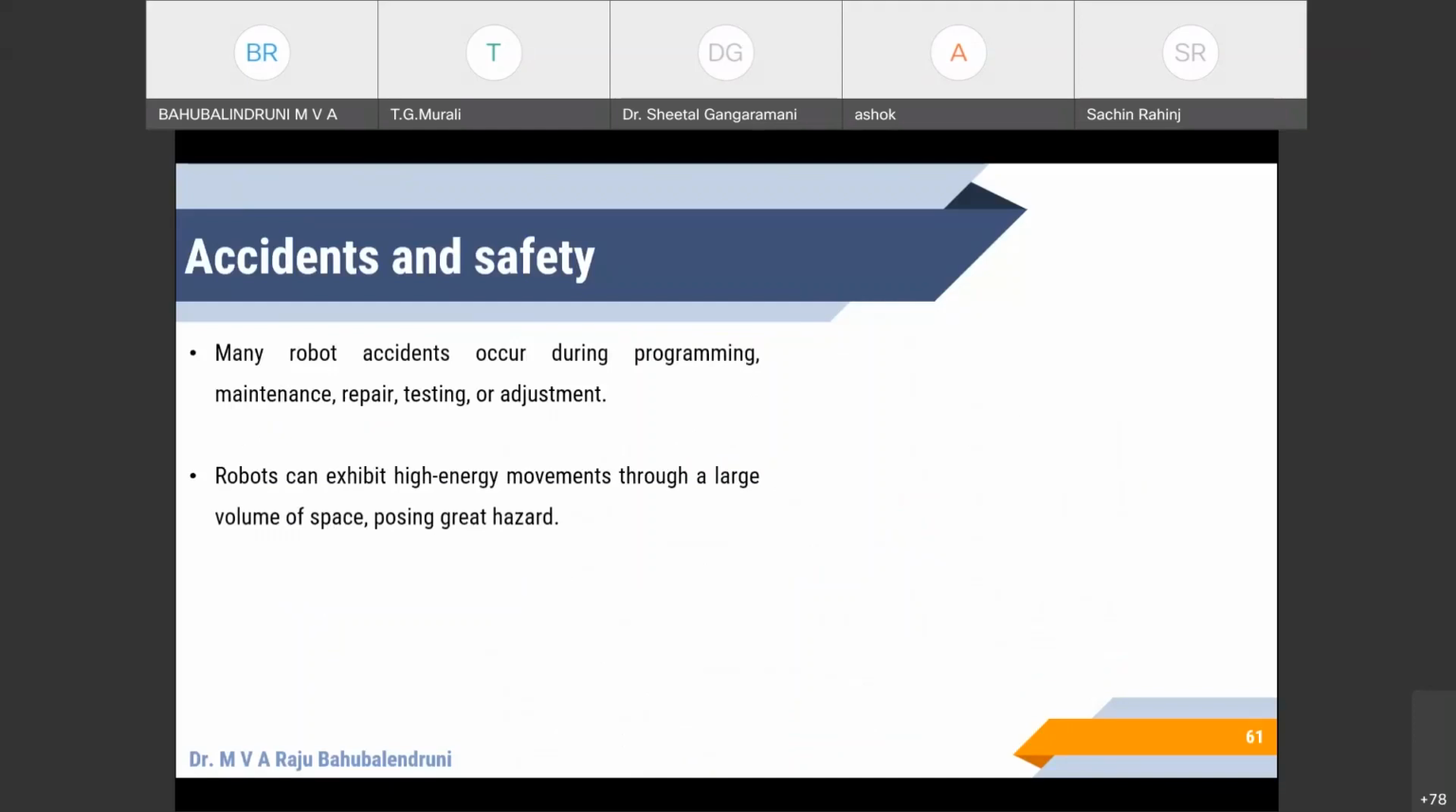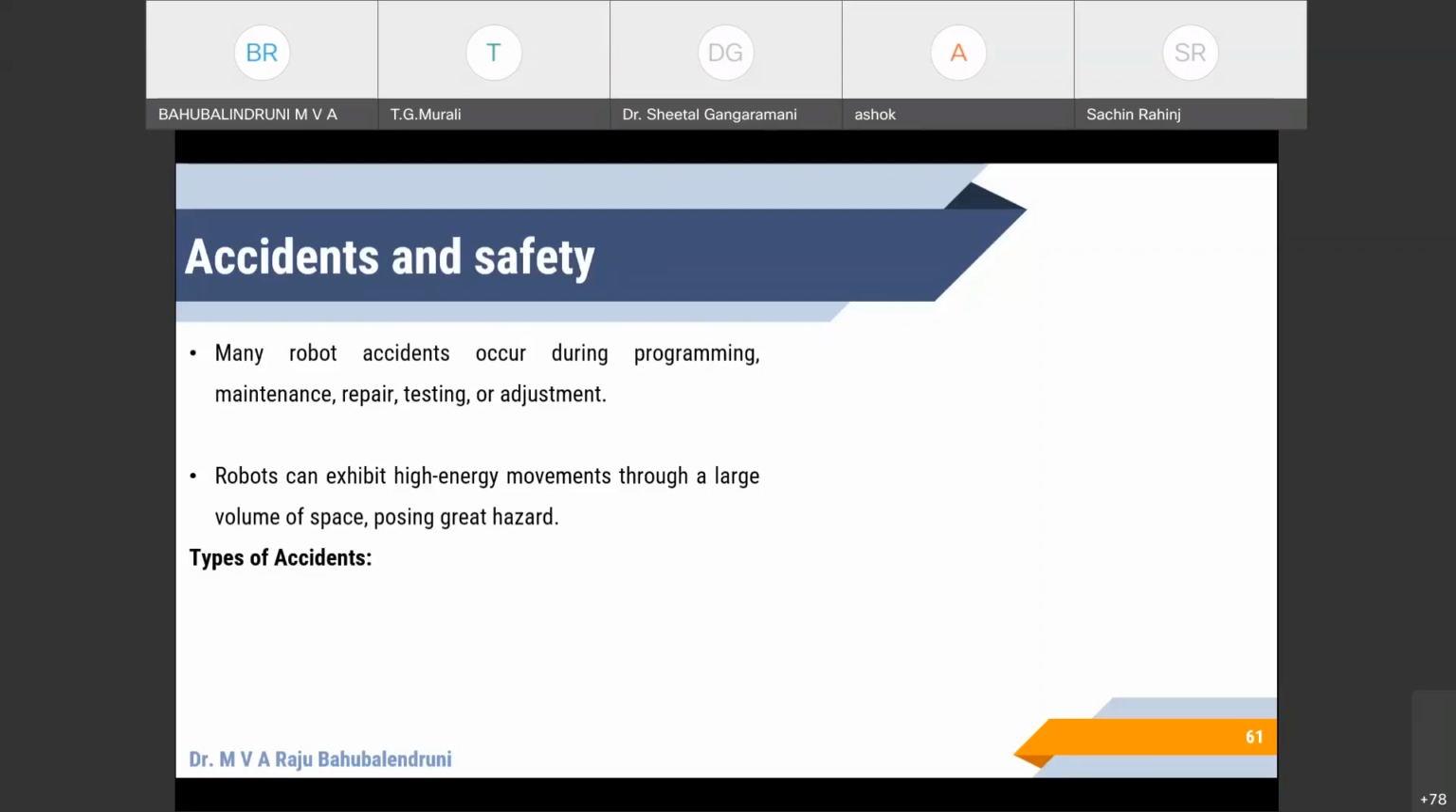Typically the links are so rigid and they carry a very high payload. So there will be high energy movements in the workplace, which can create a significant impact or hazard if a human stands inside the work volume of the robot. That's the very basic reason the robot is completely and clearly isolated or separated from the human working environment with a fence.